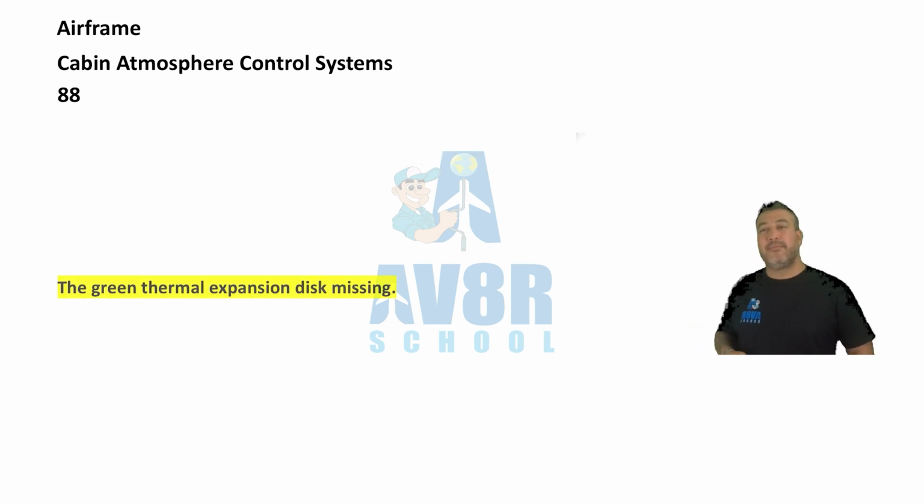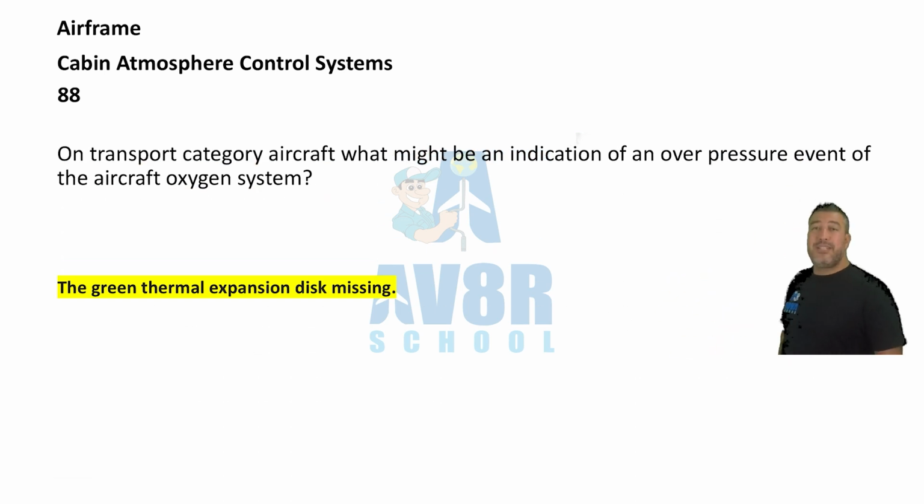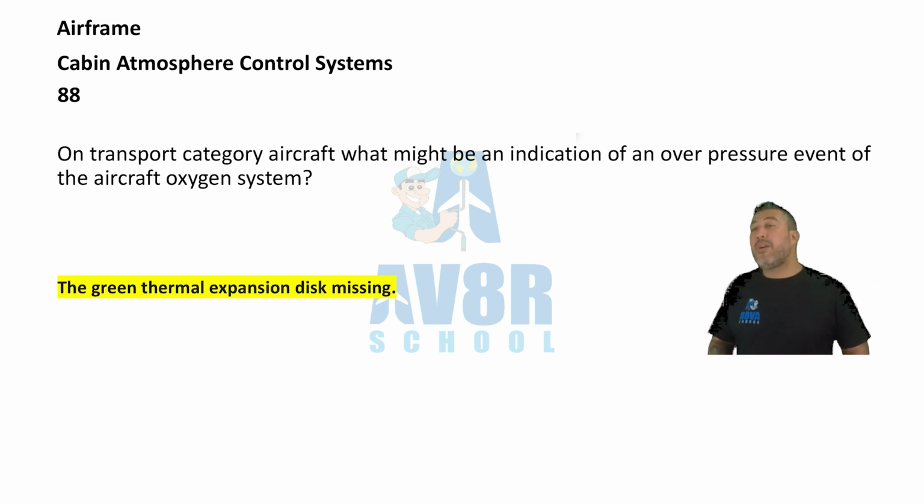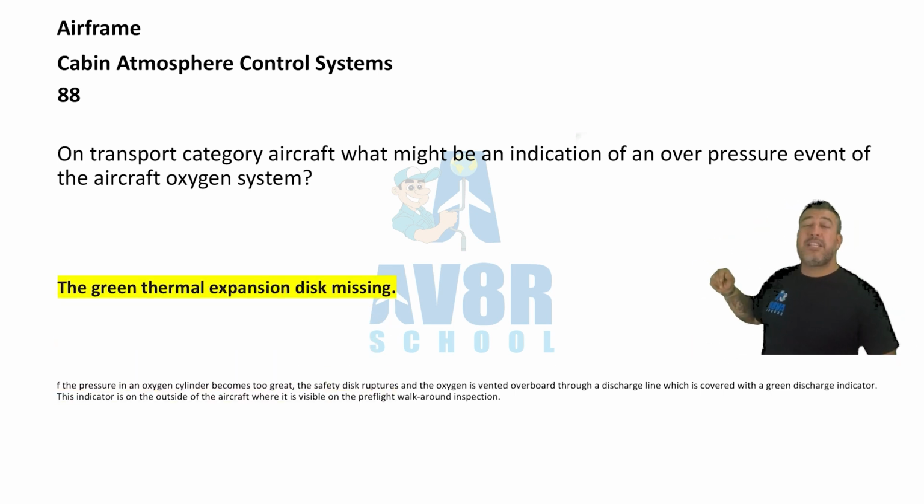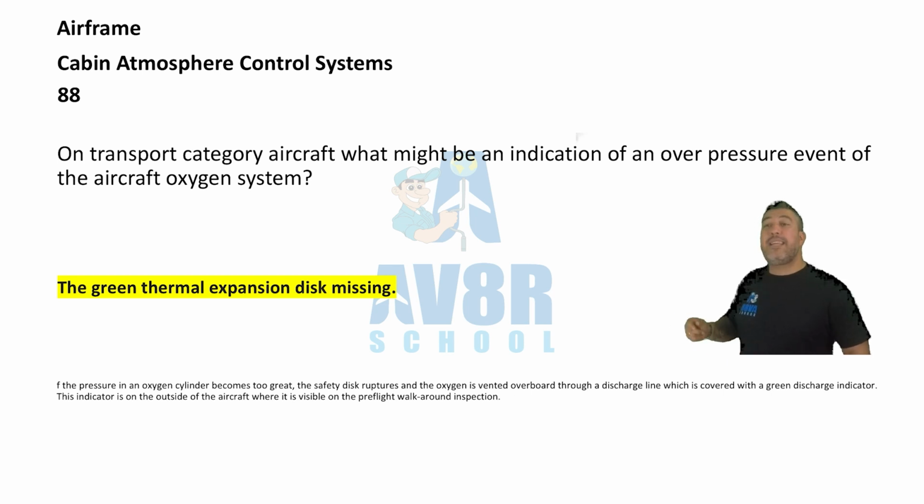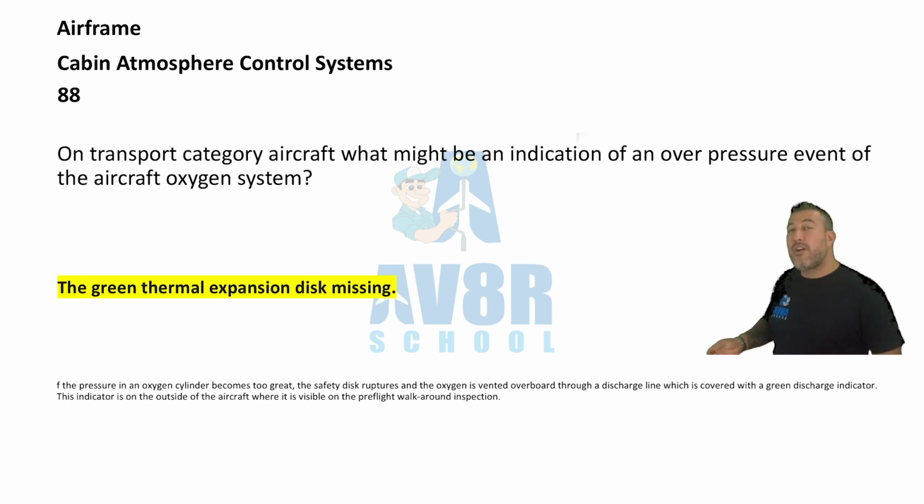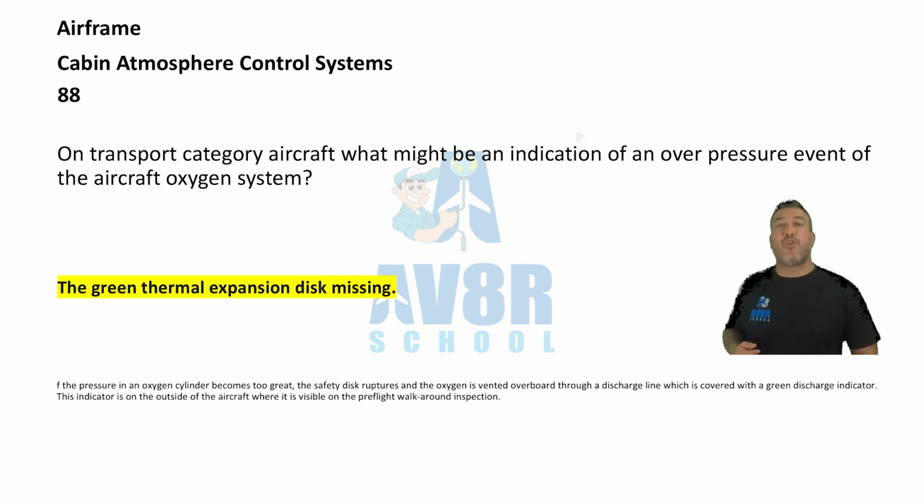Number 88. The green thermal expansion disc is missing. On transport category aircraft, what might be an indication of an overpressure event of the aircraft oxygen system? That the green thermal expansion disc is missing.